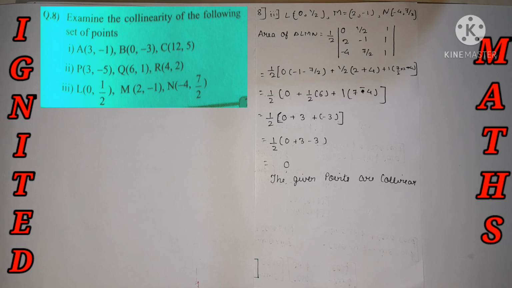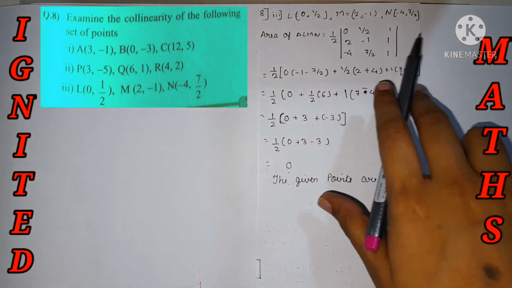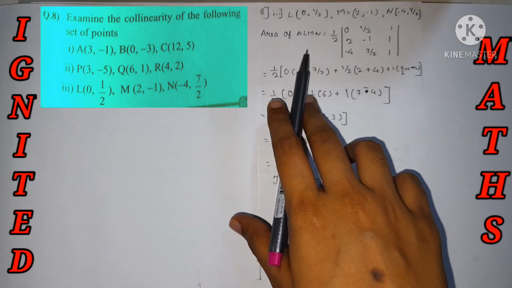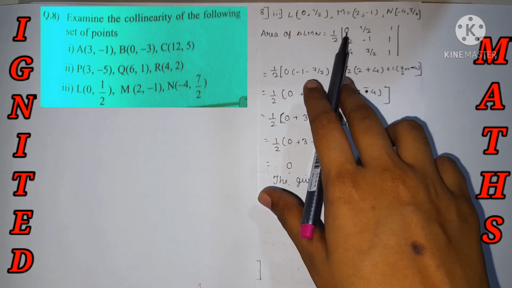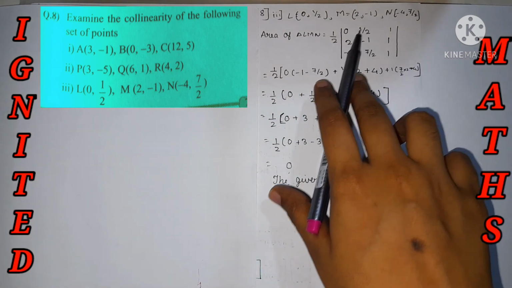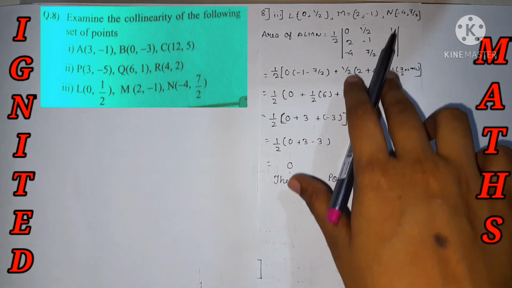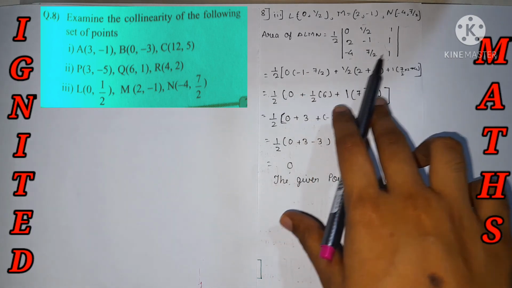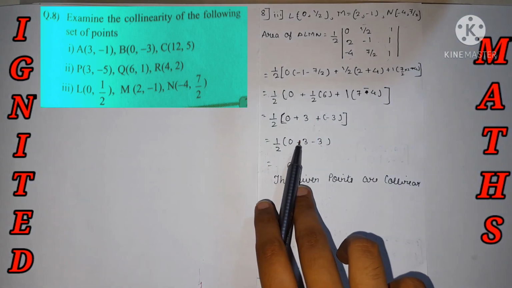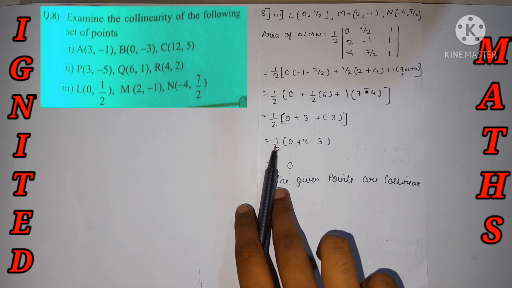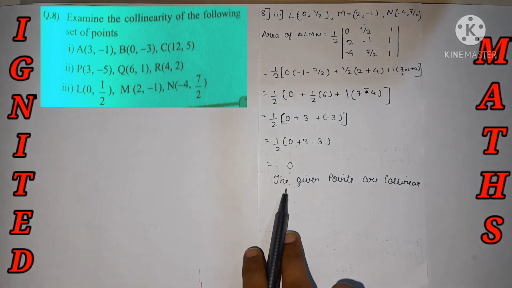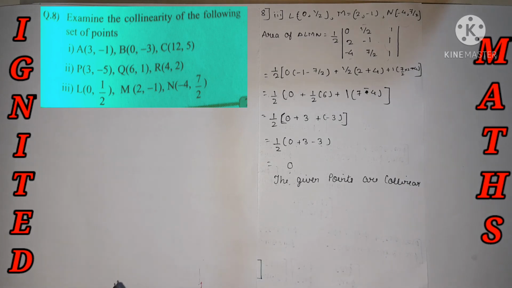We need to check whether the given points are collinear or not. Let's get started. These are the coordinates of L, M and N. So we need to find the area of triangle LMN, that is half of the determinant with x1 y1, x2 y2 and x3 y3 and a column of 1 1 1. We find the value of the determinant by expanding along any row or column, and multiply by 1 by 2. If we get the answer 0, then the given points are collinear. If it is not equal to 0, then they are non-collinear. We can even check this for the first and second sums.